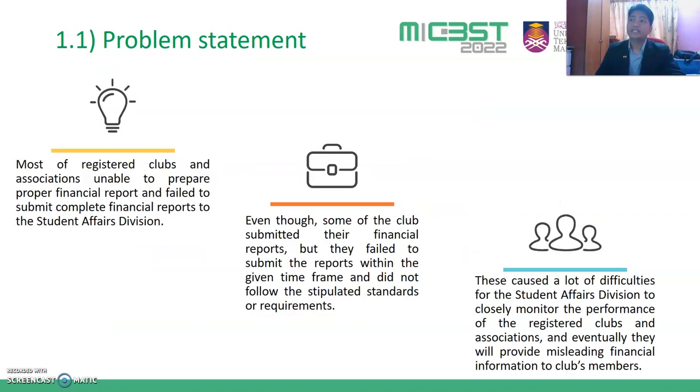Okay, next we go to the next part, which is the problem statement. Most registered clubs and associations are unable to prepare proper financial reports and fail to submit complete financial reports to the Student Affairs Division when required. Even though some of the clubs submitted their financial reports, they failed to submit the reports within the time given and did not follow the stipulated standards or requirements.